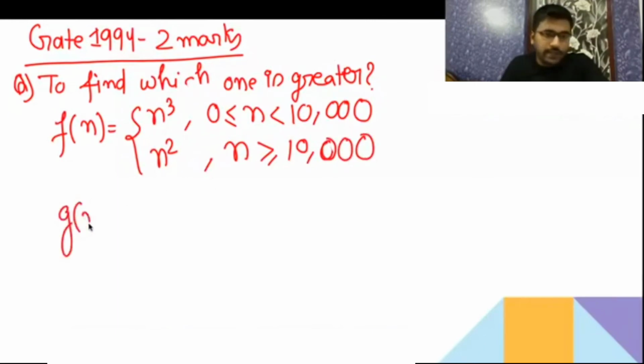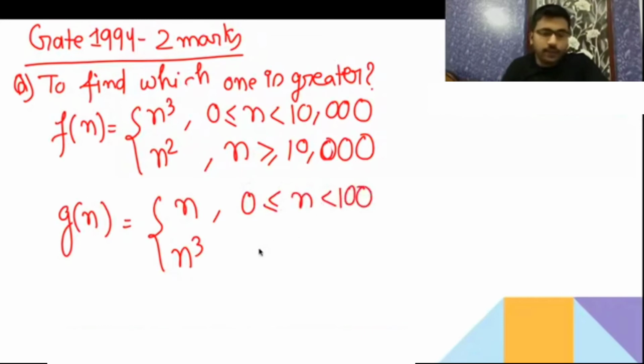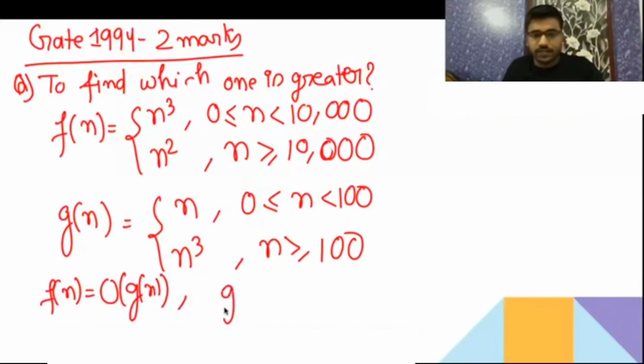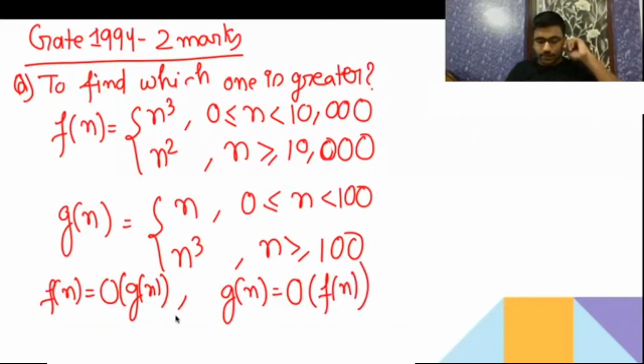Fn and Gn: Gn is n cube for 0 up to some value, and n for n greater than or equal to that. Now you have to say whether Fn is equal to big O of Gn or Gn is equal to big O of Fn, means which one is greater. Fn is greater or Gn is greater. If Gn is greater, then this one is true. If Fn is greater, then this one is true.